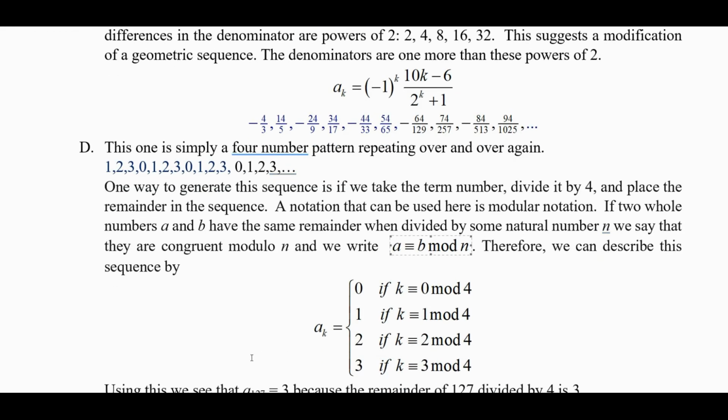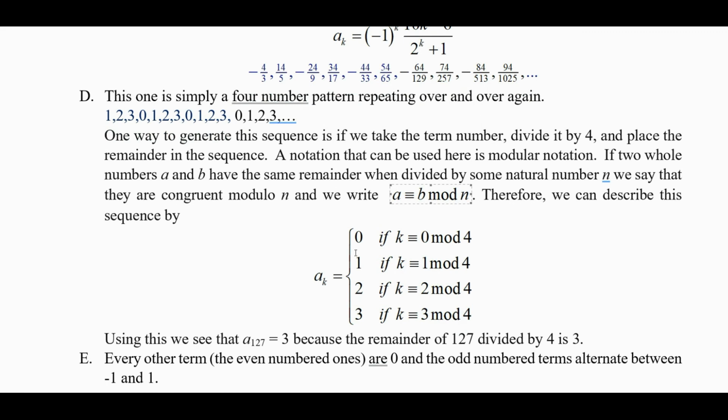Therefore, we can describe the sequence like this. A sub k is 0 if k is congruent to 0 mod 4. A sub k is 1 if k is congruent to 1 mod 4. A sub k is 2 if k is congruent to 2 mod 4. And a sub k is 3 if k is congruent to 3 mod 4. So these four numbers just keep repeating over and over. Since we're starting with k equals 1, we're actually starting with 1. So 1, 2, 3, back to 0. 1, 2, 3, 0, 1, 2, 3, and so forth.